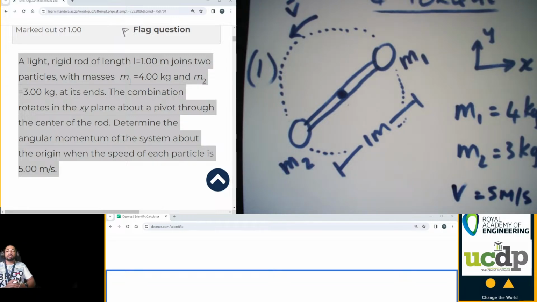Now we've drawn the situation and written down all the information that has been given. We can now begin to answer the question. First of all, what is angular velocity?